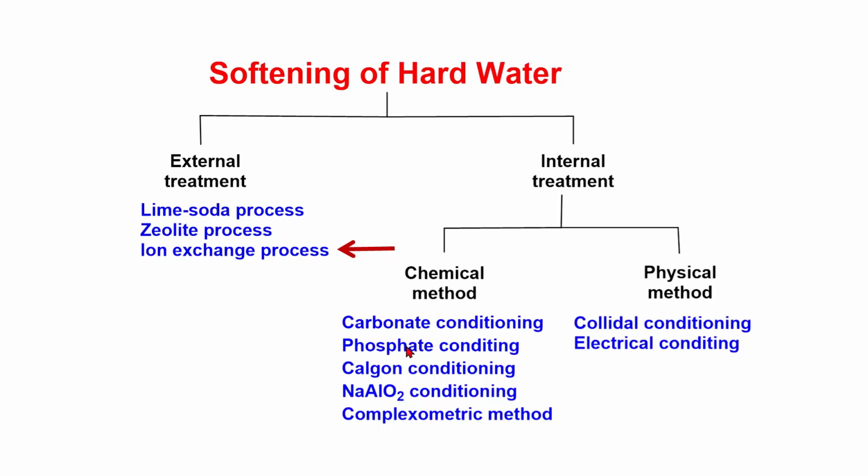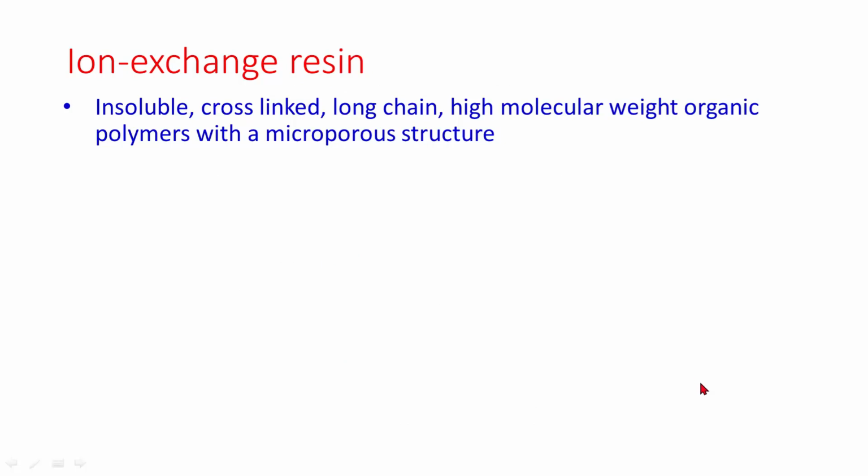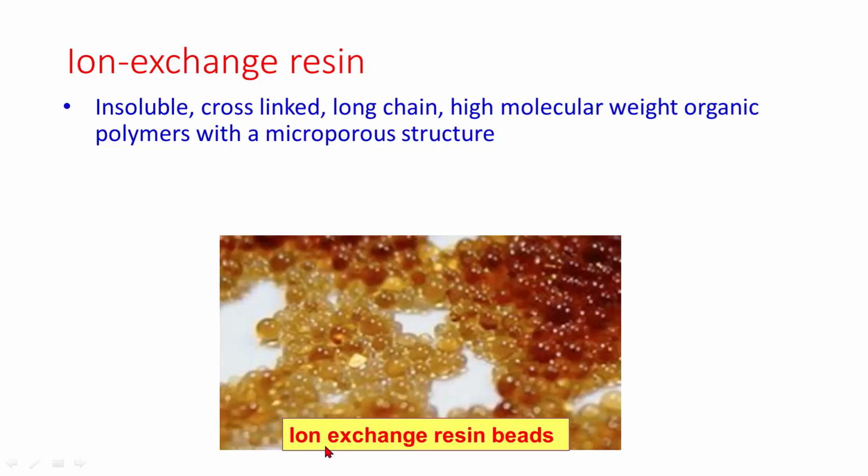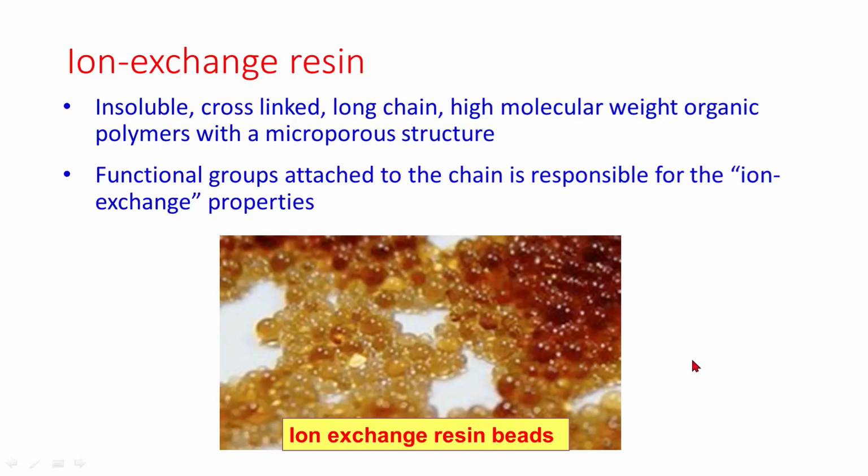We will discuss ion exchange process. Ion exchange resins are insoluble, cross-linked, long-chain, high molecular weight organic polymers with microporous structure. This diagram shows beads of ion exchange resin. Functional groups attached to the chain are responsible for ion exchange properties in case of ion exchange resin.